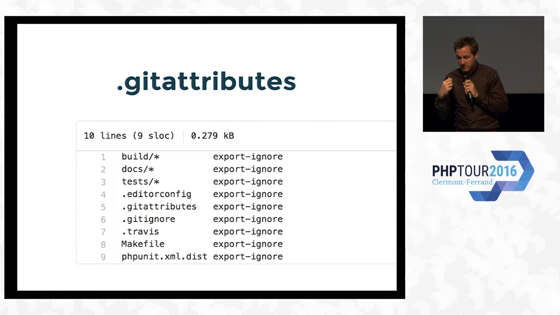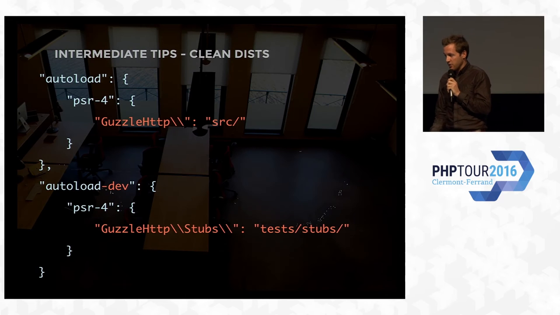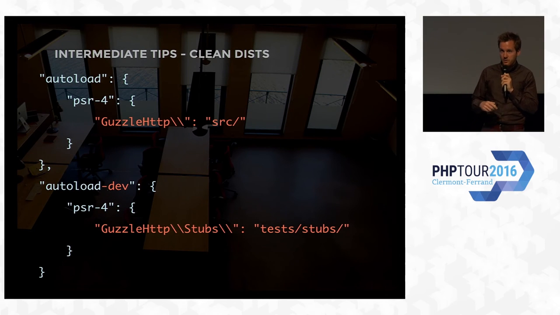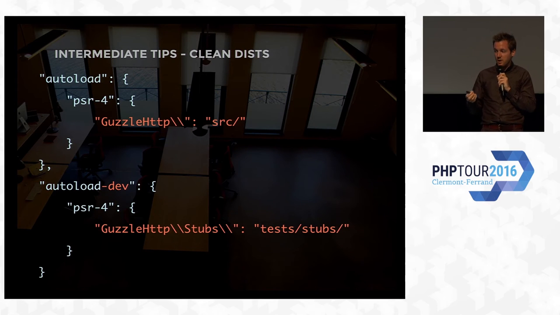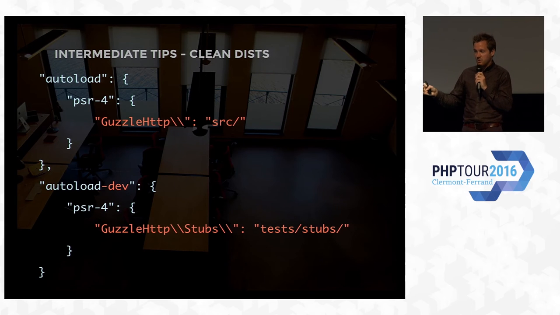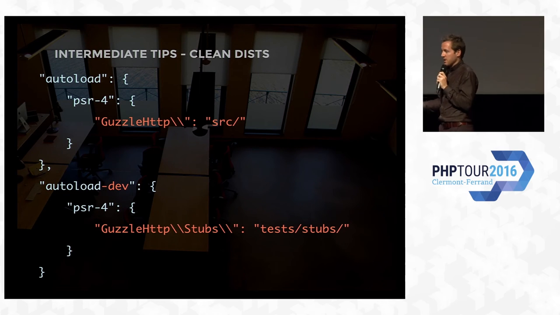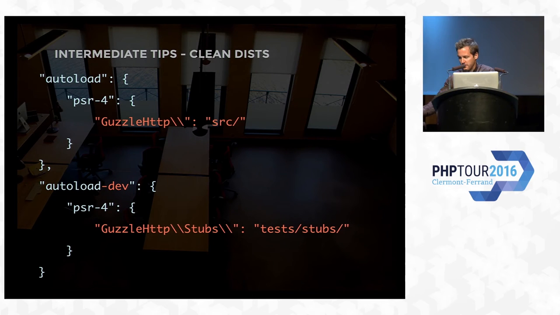So if your tests are excluded, you should also not autoload them anymore. That's why there's the autoload-dev block in the composer.json file. So if you have some stubs to run your tests and you autoload them, put that in autoload-dev. Whatever is in there behaves identically to the autoload block. So if you do PSR-4 autoloading, you can configure that in the exact same way.